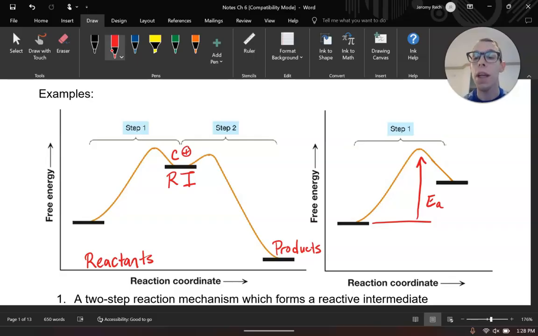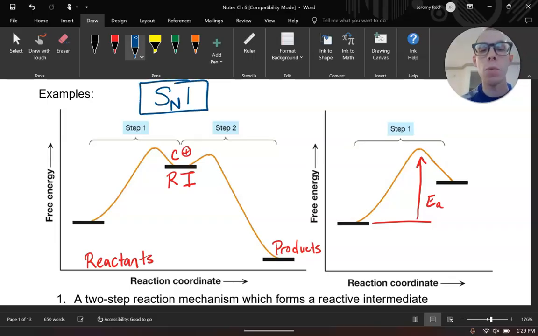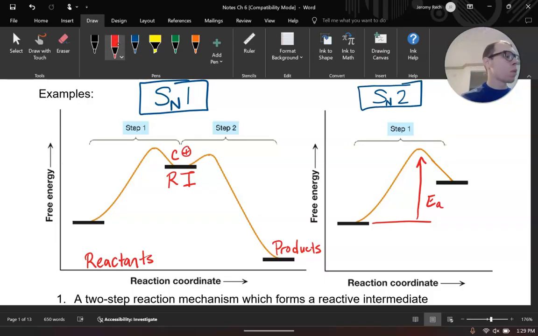There are also concerted reactions. Concerted means happens all at the same time, which is an example of the one that we have over here on the right. And depending on which one we actually have, there's a different broad classification. So we have what we call SN1 and SN2 reactions. This first one, which is a two-step reaction, is known as an SN1, and the second one, which is concerted, is known as an SN2. We'll go through and define that terminology in just a second.